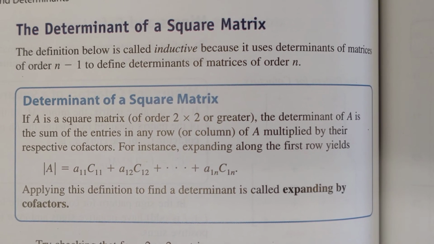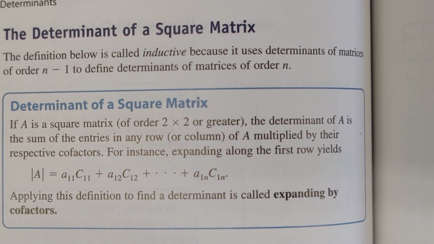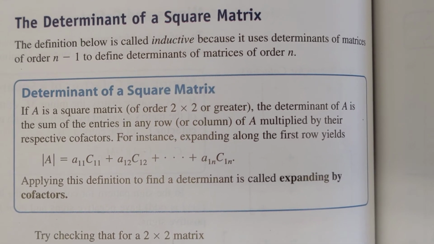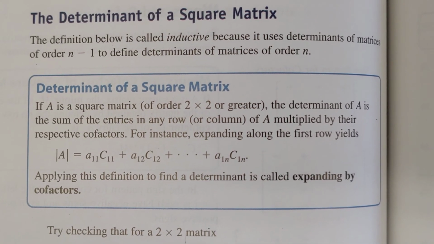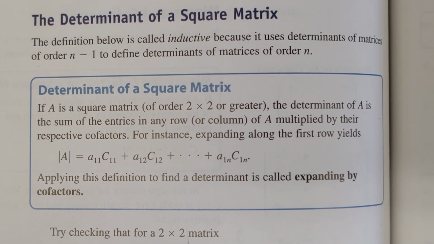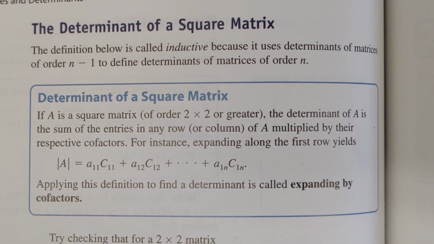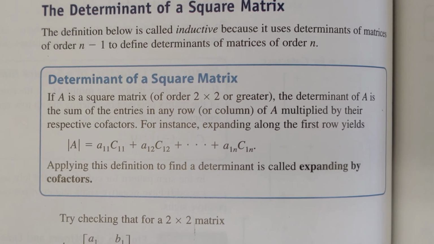products. And they give you an example, and the example that they give you is using row 1. Please be aware, you can choose any row or any column that you please. So now that we know how to find the determinant of a square matrix, let's do that.